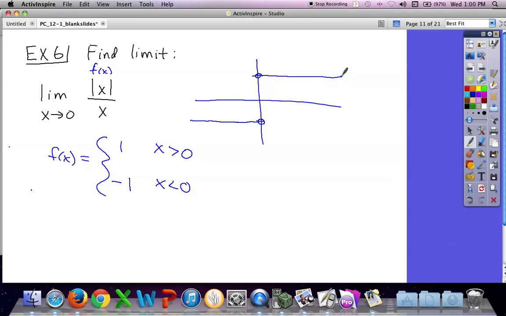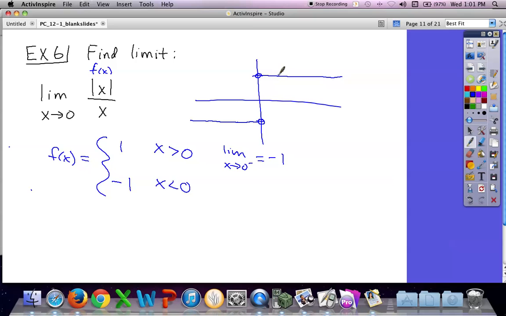Okay, we're trying to find the limit as x approaches 0. So in order to do that, we've got to find the limit from the left and the limit from the right. What would we guess is the limit as x approaches 0 from the left? The value of the function, it looks like it's negative 1, right? The limit as x approaches 0 from the left equals negative 1.